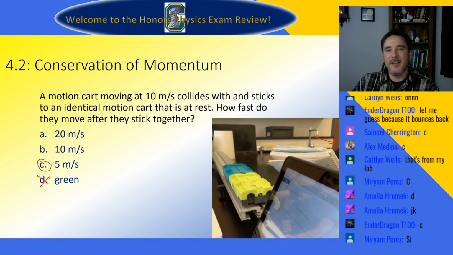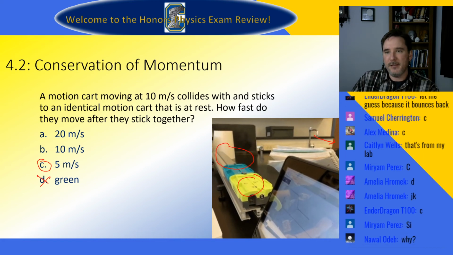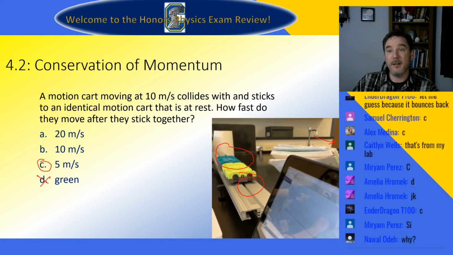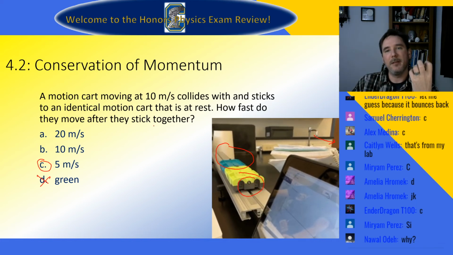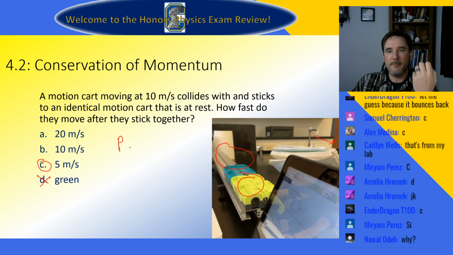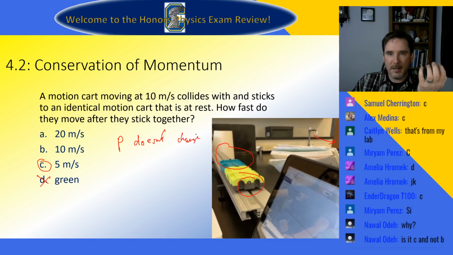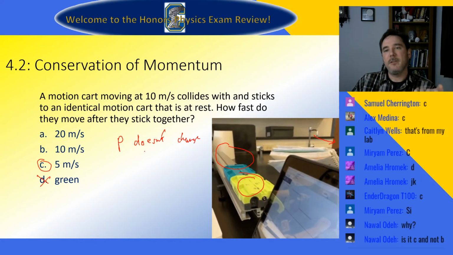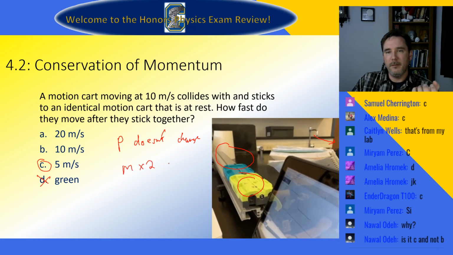We'll talk later. So yeah, it's C because they just doubled the mass of the two carts. Why? Because when they collide, the two masses come together, and the momentum doesn't change. Why is it C and not B? Right, because the momentum doesn't change and the mass just doubled.